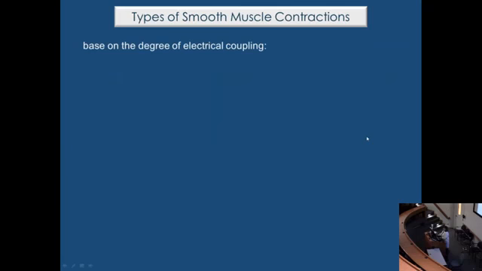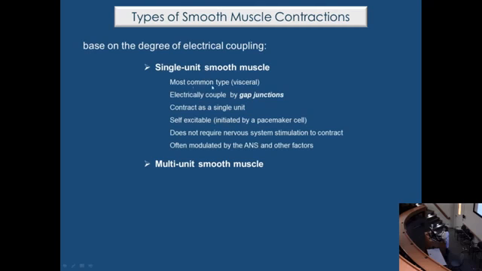So now we said that the smooth muscle cells contain gap junctions. If we take into account the presence of this degree of electrical coupling, we can classify the smooth muscle into a single unit smooth muscle or multi-unit smooth muscle. The feature of a single unit is that it is the most common. It's also referred to as a visceral muscle. And as I said before, they are electrically coupled because they have many gap junctions.